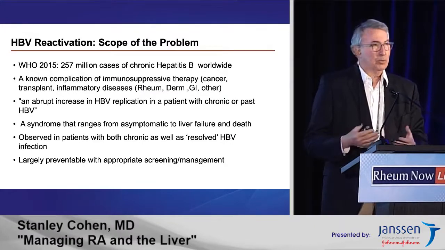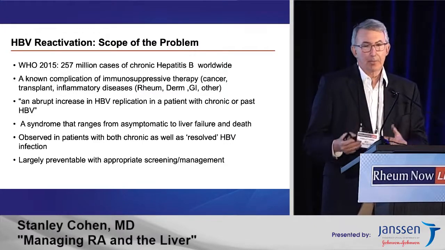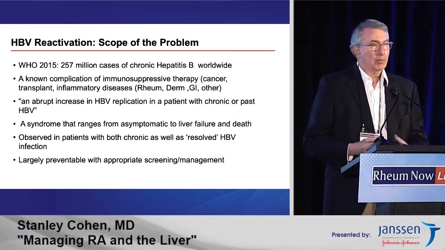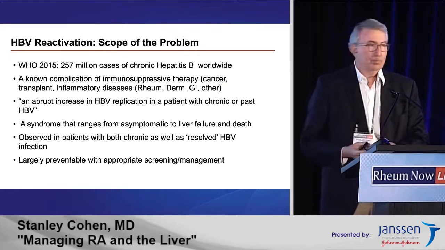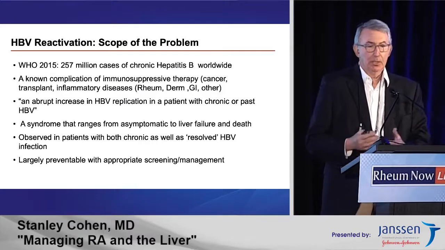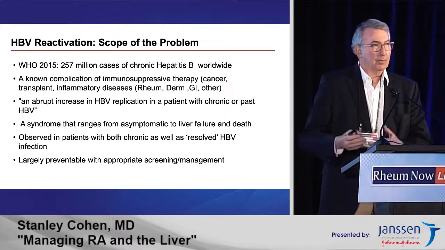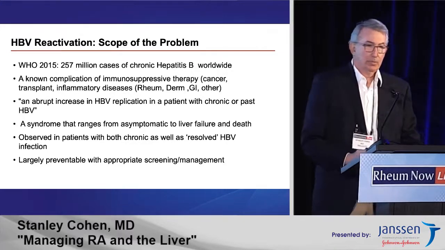And this is one of those immune reconstitution phenomena that you see. You may have them on therapy with rituximab or Xeljanz or something of that nature. You take them off, and then they get fulminant hepatic failure after the immunosuppressive therapy has been removed.